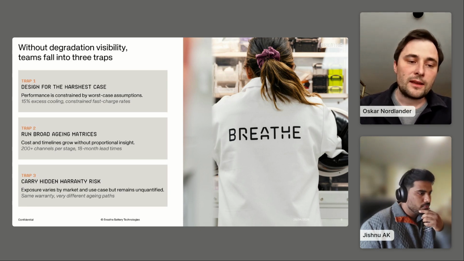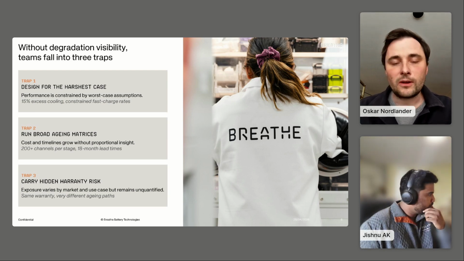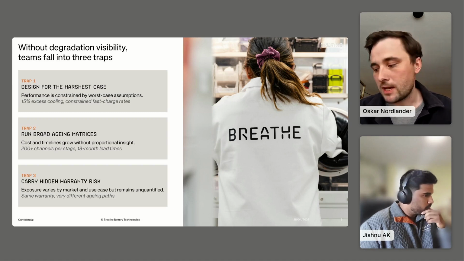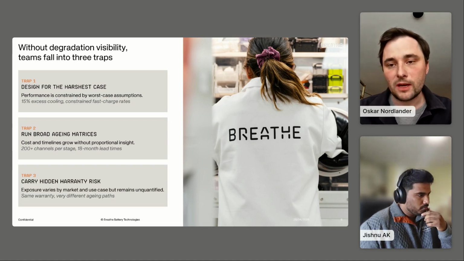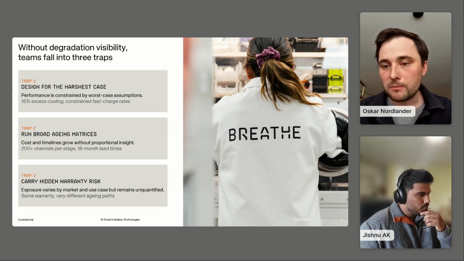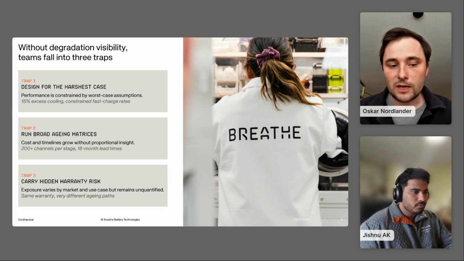The second bucket we will look into is the broad aging matrices. This is also a fallback mechanism when teams need to figure out a specific scenario, let's say. The fallback method there is actually to test it and run an additional test campaign that might be running for perhaps a couple of months, maybe up to several years as well.